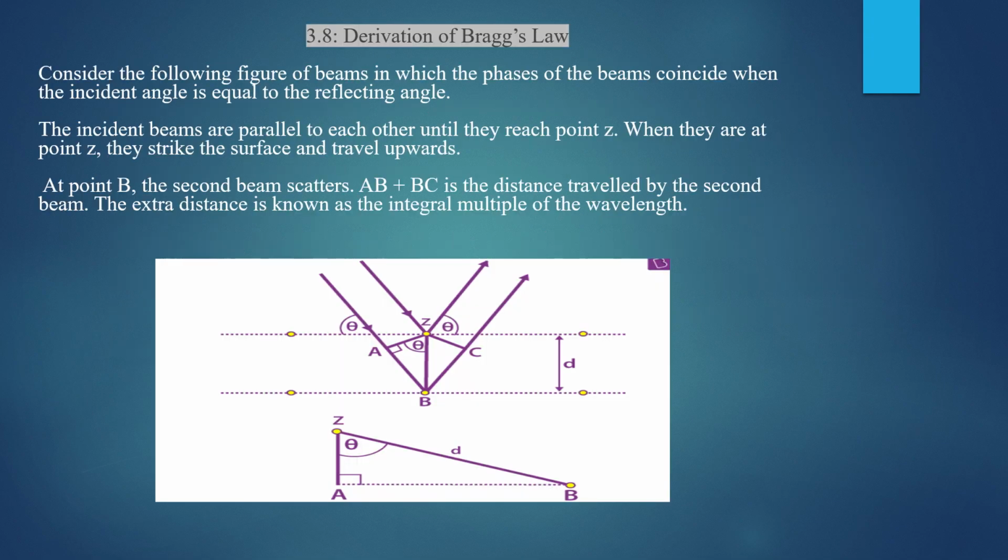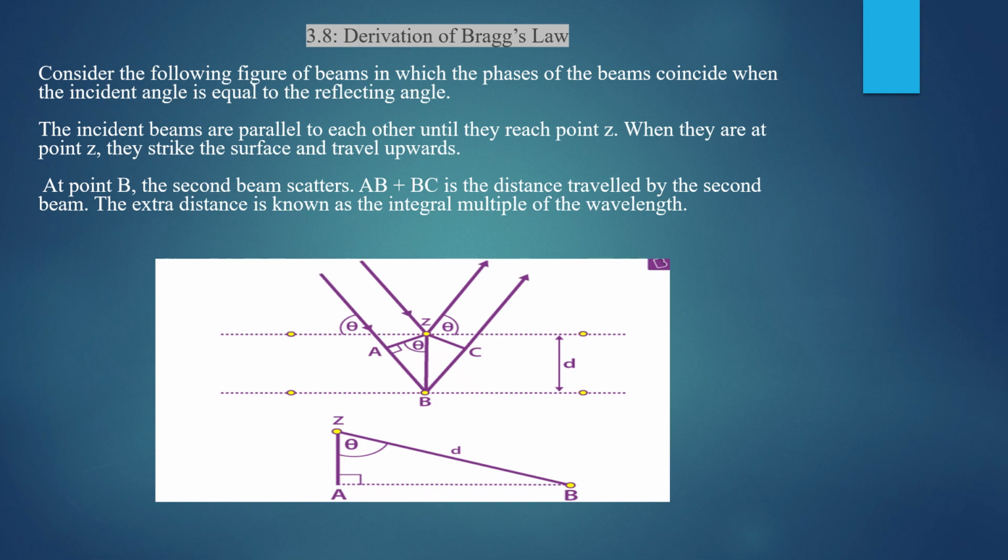3.8 Derivation of Bragg's law. Consider the following figure of beams in which the phases of the beams coincide, with the incident angle equal to the reflecting angle. Here the incident beams are parallel to each other until they reach the point Z. When they are at point Z, they strike the surface and travel upward.